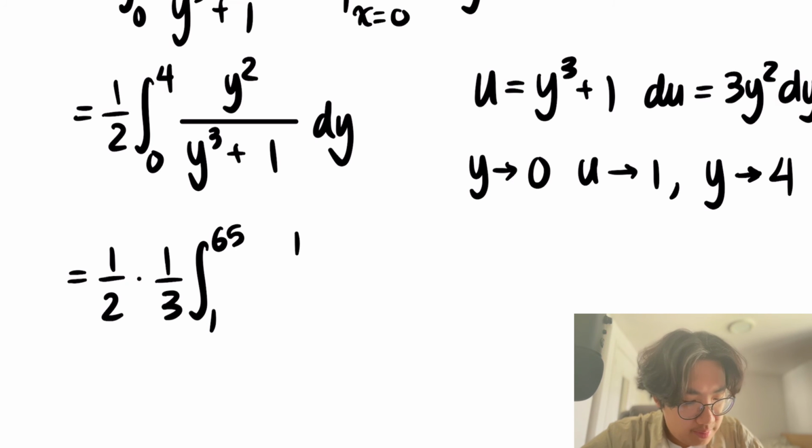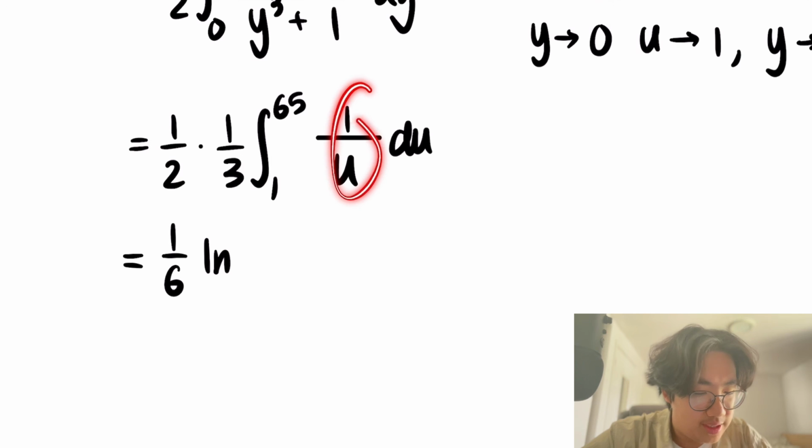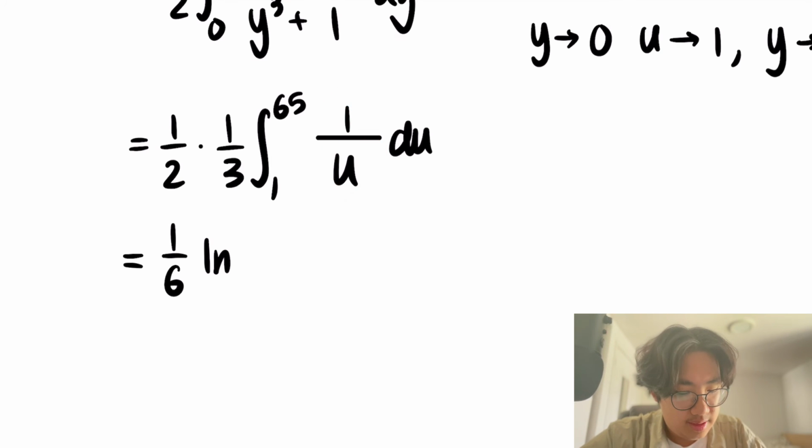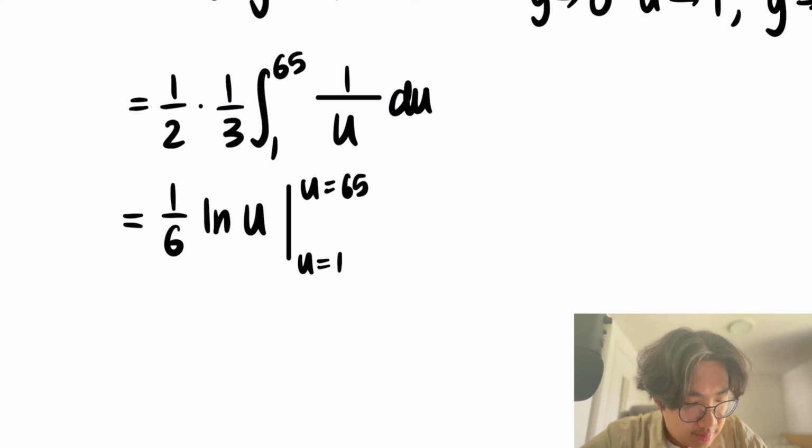Top just becomes 1. Bottom here, we just have 1 over u du. So we have 1 over 6 times ln, again, the derivative of ln u is equal to 1 over u, so it's the ln of u. So ln u evaluated, or I guess you could put absolute values, but it doesn't really matter in this case, ln u evaluated at u is equal to 1, u is equal to 65.